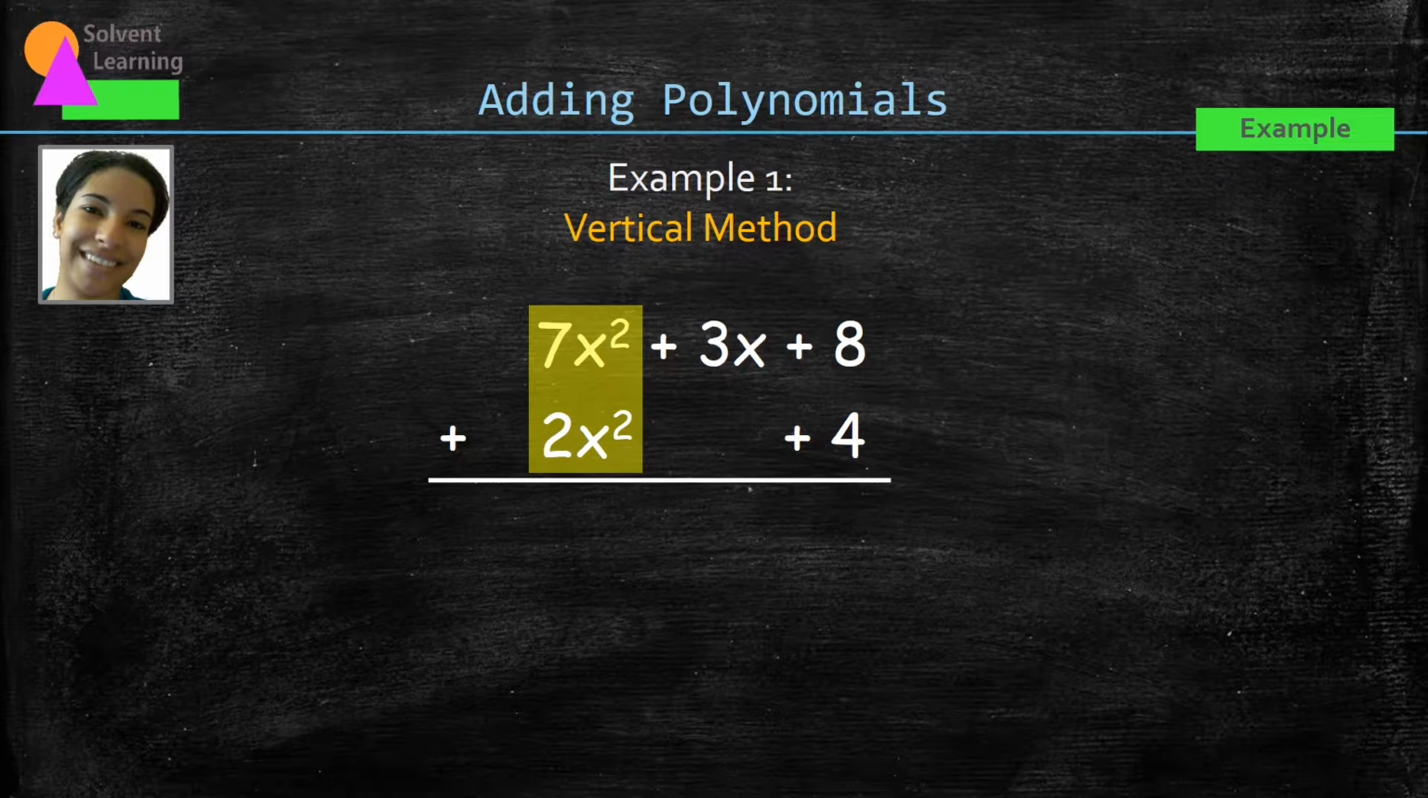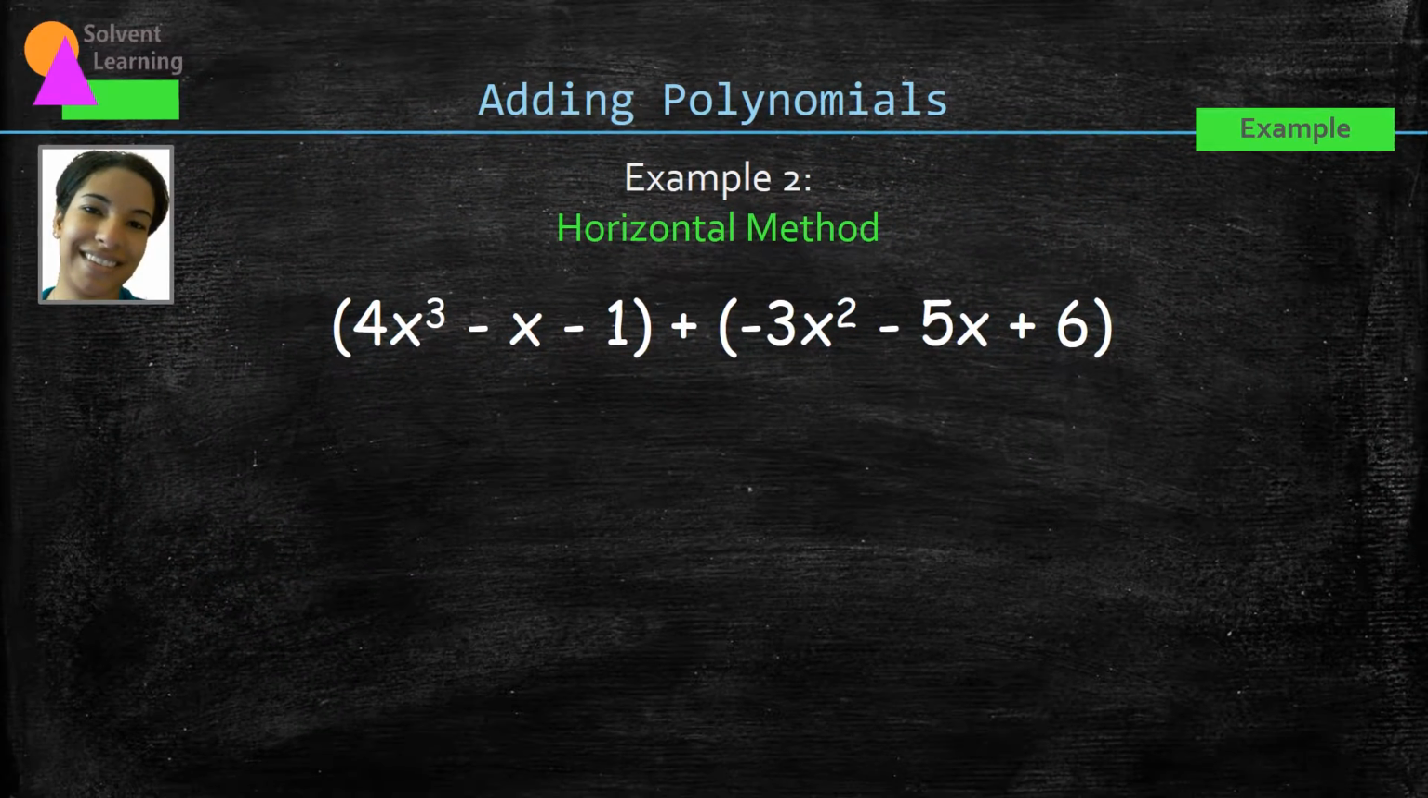So we have the 7x squared and 2x squared written together so that we can see that they need to be combined to give us the 9x squared. The 3x doesn't have a like term in the other polynomial, so it's just by itself. Now we combine the constant terms, the 8 and 4, to give us positive 12.